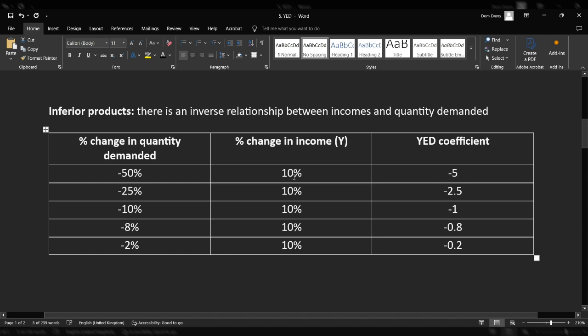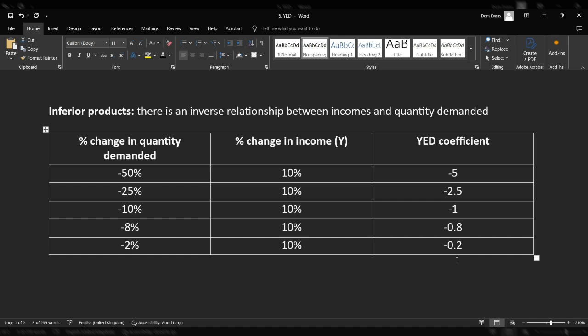First one, as incomes go up by 10%, demand falls by 50%. We've got a strong negative relationship between these things, and therefore a YED coefficient of -5. Even this bottom one, where income went up and demand only fell by 2%, what we're interested in is the relationship between income and quantity demanded.